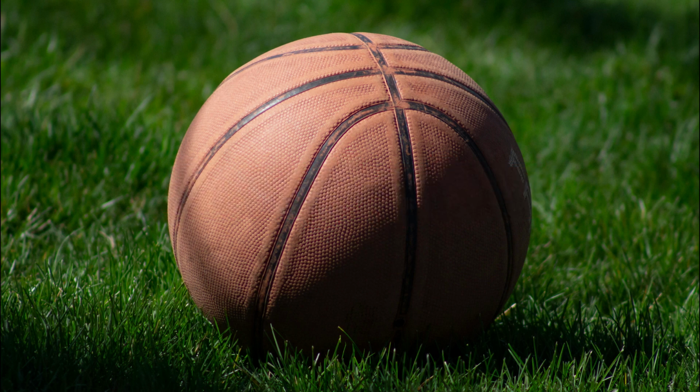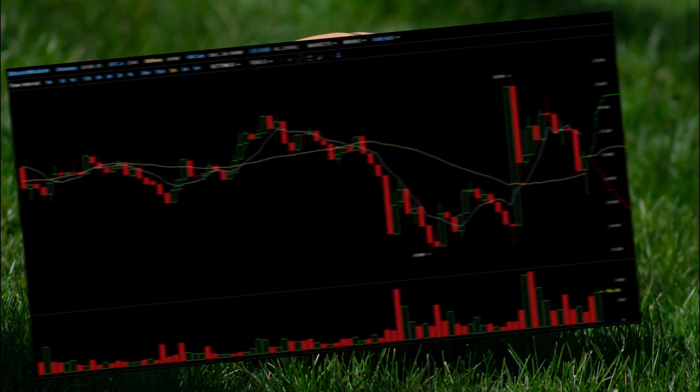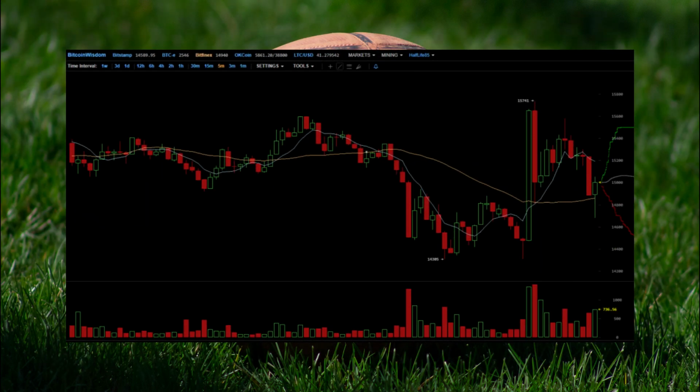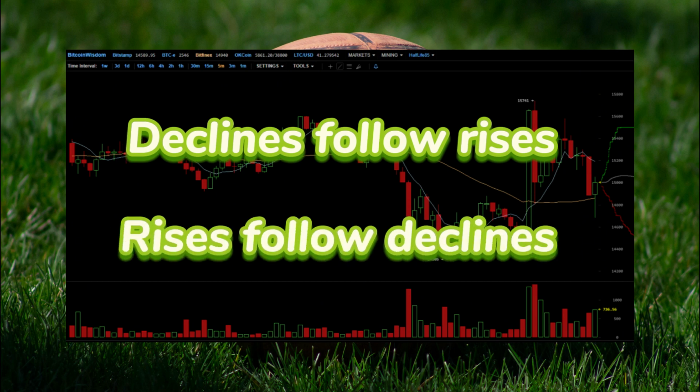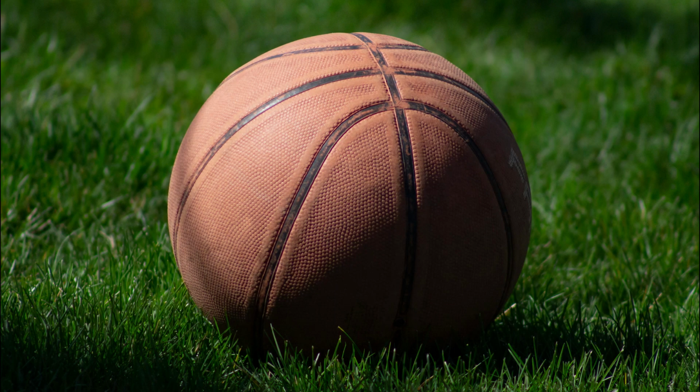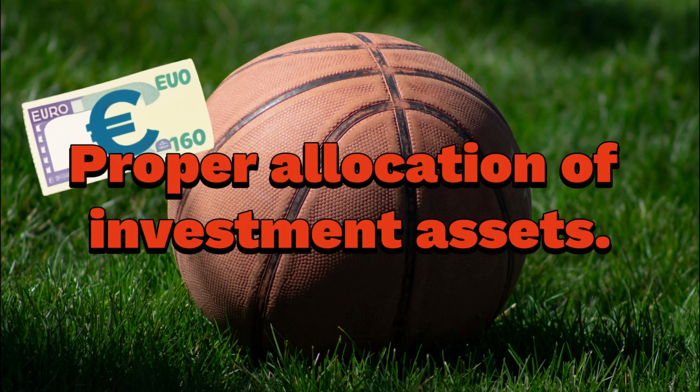If you look at price movements in any financial market, you will see that prices never move in one direction. Declines follow rises and rises follow declines. This algorithm is also present in sports matches. Additionally, this strategy includes the proper allocation of investment assets.